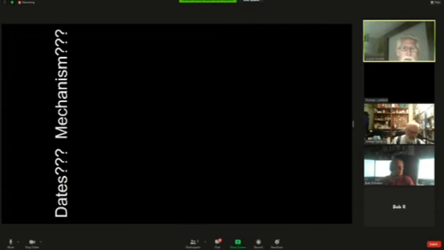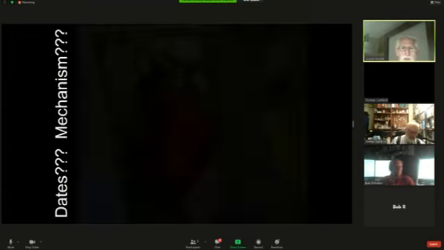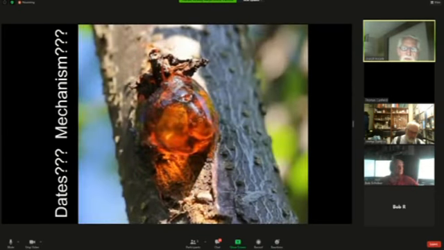And so what are the dates? What is the mechanism? These are very important questions. And the common thought given to us is that amber formed from resin because of a wound inflicted somehow, and that it would slowly flow, but things would end up being trapped in the amber in the location where it was forming as the wound was being healed by the tree.